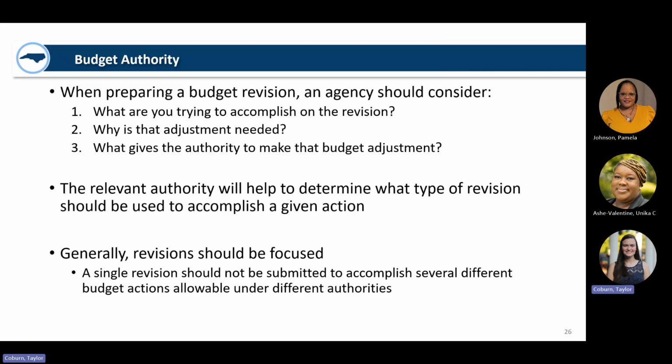The nature of the adjustment and the authority that allows for that adjustment will determine what type of revision should be used. There are 3 types of operating revisions, but before we walk through them, please note that revisions should be focused and clear. Distinct actions should generally be completed on a single budget revision with no unrelated adjustments on it. Clear and concise revisions will often lead to quicker approval by OSBM and less back and forth on revisions.